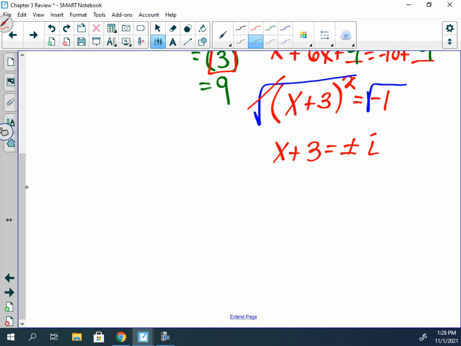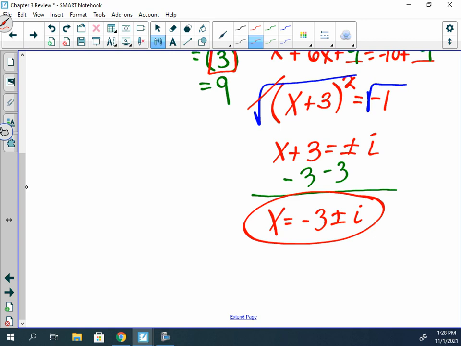Is x by itself? So we need to do what? Subtract 3 from both sides, which tells us x is equal to negative 3 plus or minus i. That's it. Because we can't add or subtract negative 3 and i, so that's as far as we can go. Any other questions on this here? We're ready to look at the other one, number 24.